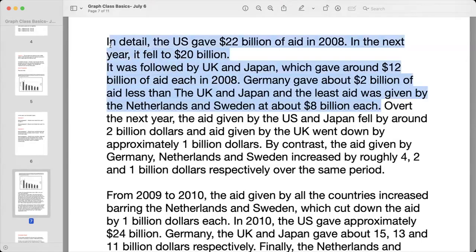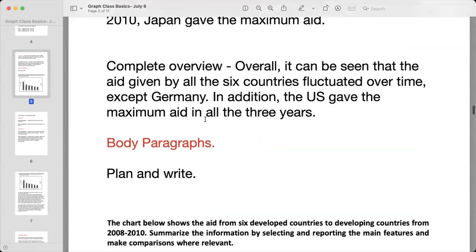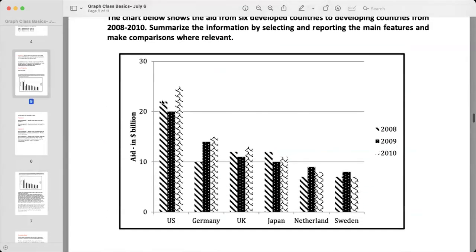So basically, first I did what? I gave the data for all the countries in 2008. It's not very hard, it's very simple. So I started with the US at 22. It was followed by the UK and Japan, which gave $12 billion. Then Germany gave $2 billion less than them. And finally, the least aid was given by these two countries. That's what I've written here for the first year.